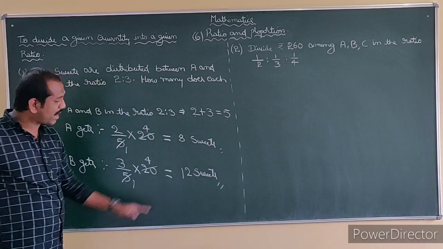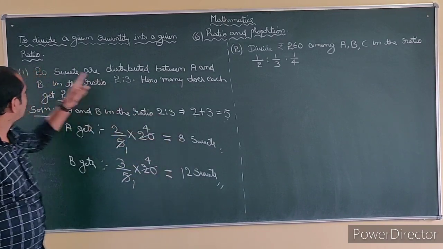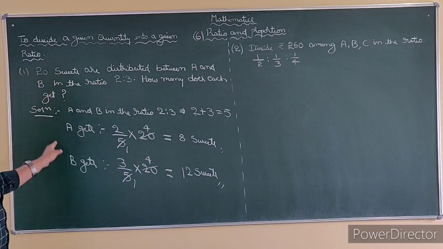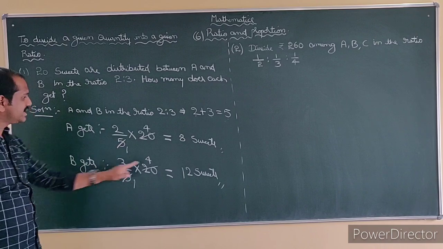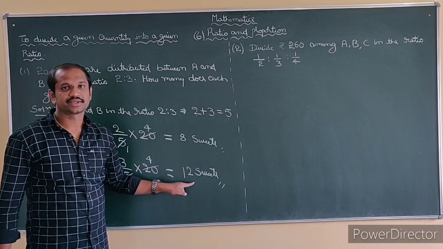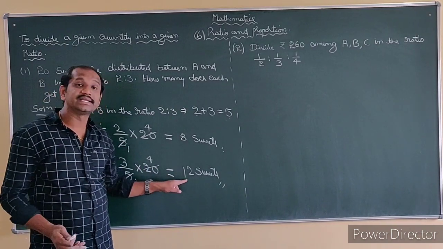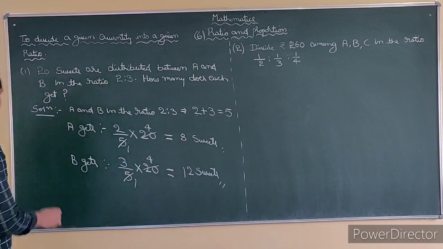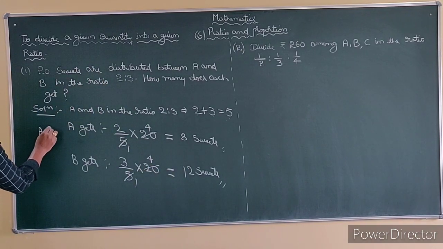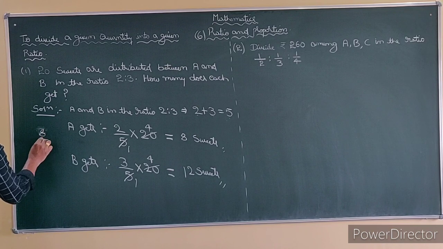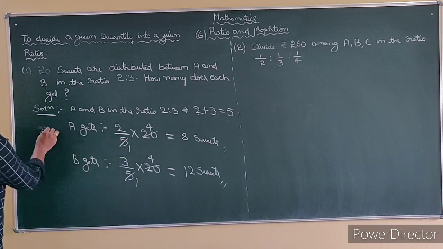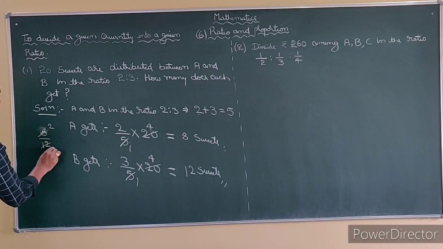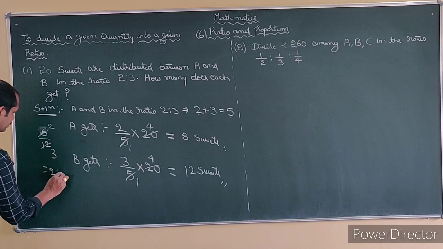See here. Now add 12 plus 8. 12 plus 8 is how much? 20 sweets. So A is getting 8 sweets, B is getting 12 sweets. If you want to check whether whatever you have done is proper or not, divide this. See, A is to B. Right, now we have 8 is to 12. 4 twos are 8, 4 threes are 12. So what is the ratio?